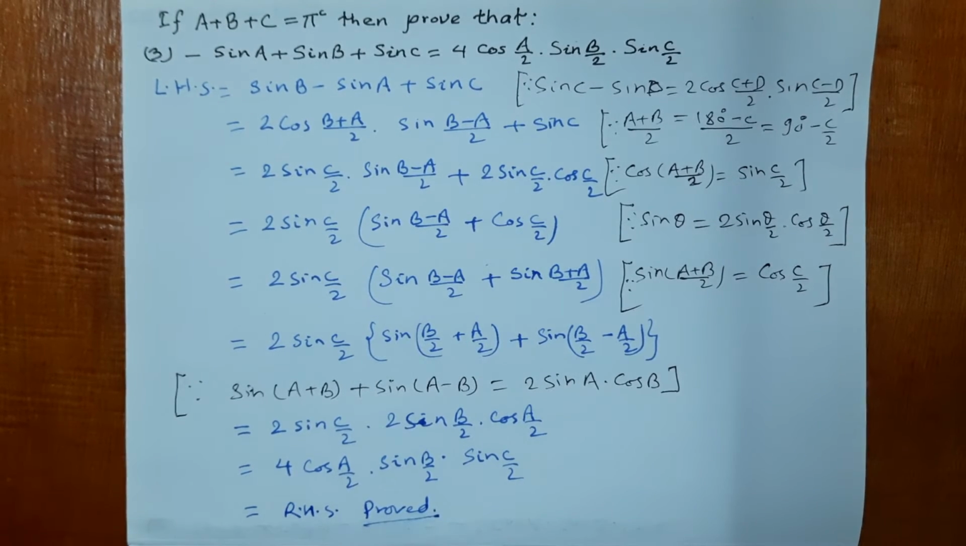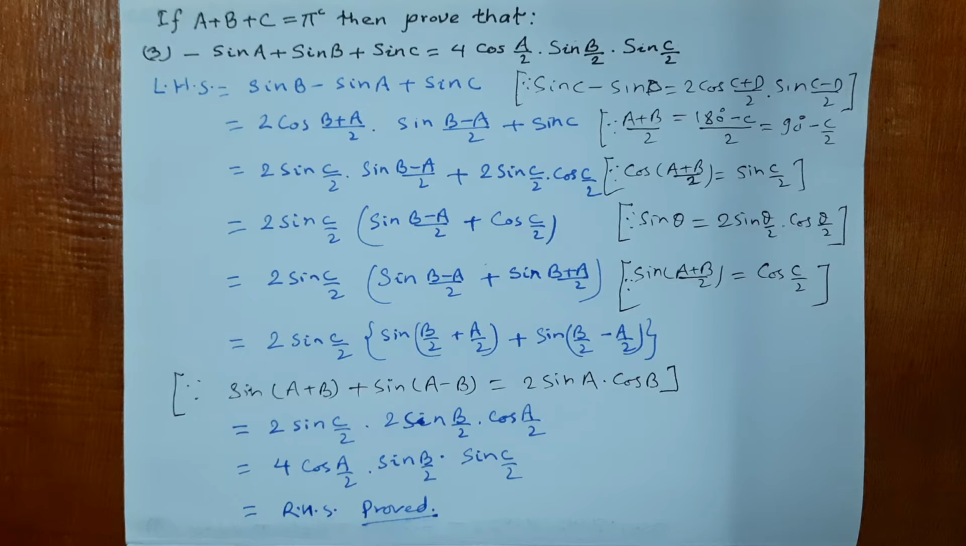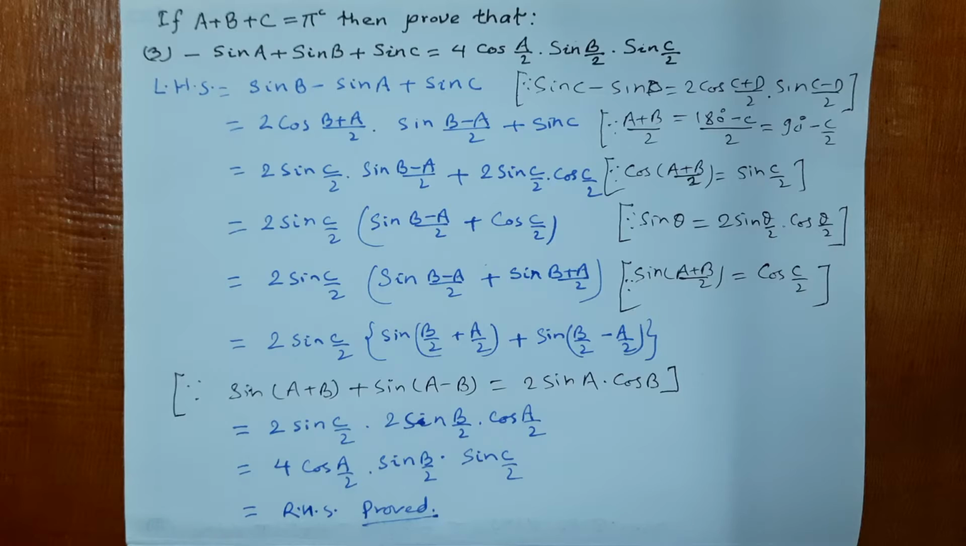Proved. Okay, in this way this conditional trigonometrical identity problem we have proved. Okay, so if you need to write this, then you can pause the video and copy it. Now I will move to the next question.